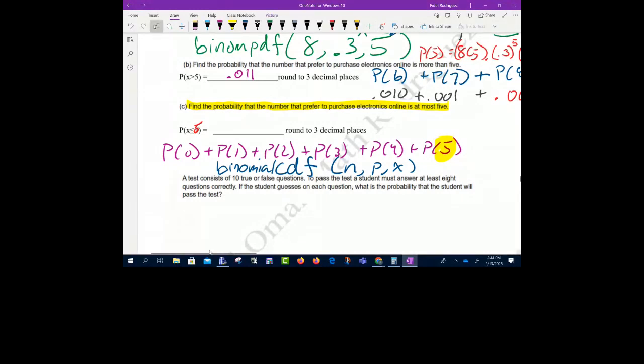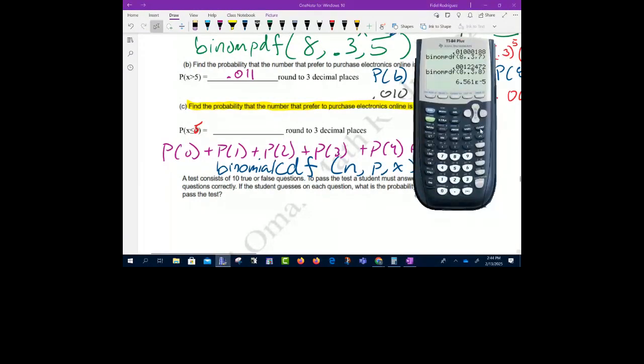How am I going to do this in my calculator? Simple, guys. Look, we're going to clear this out. We're going to go second. We're going to go vars. We're going to scroll down till we see binomial CDF. That is my 11th one, okay? I'm going to hit enter here. Now remember, our n was still the number 8, comma. Our probability was still 0.3, comma, and we're going to stop at 5, okay?